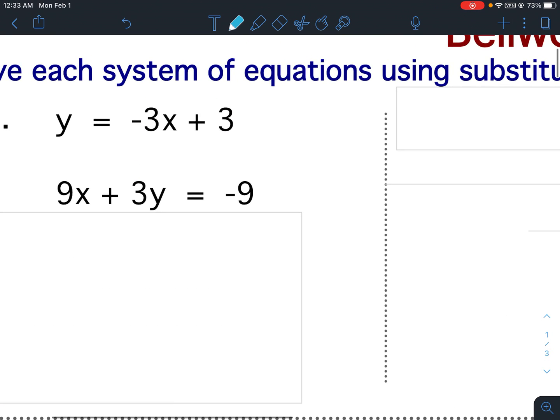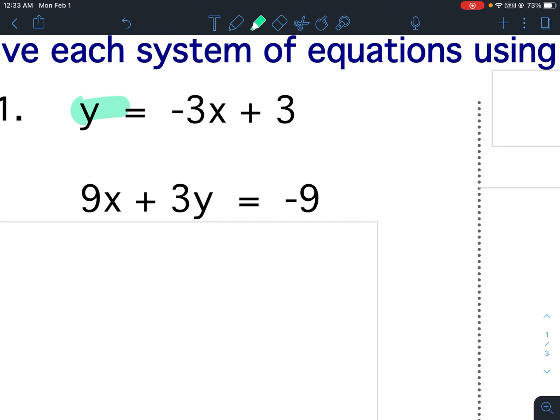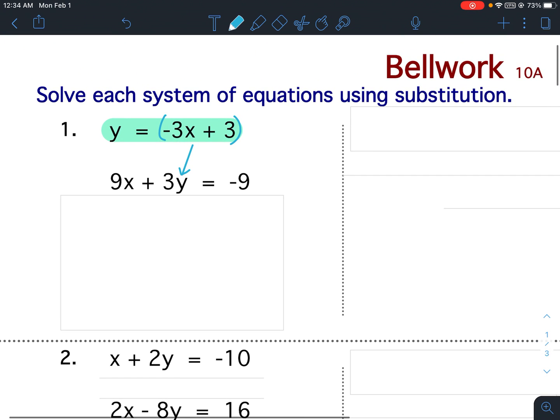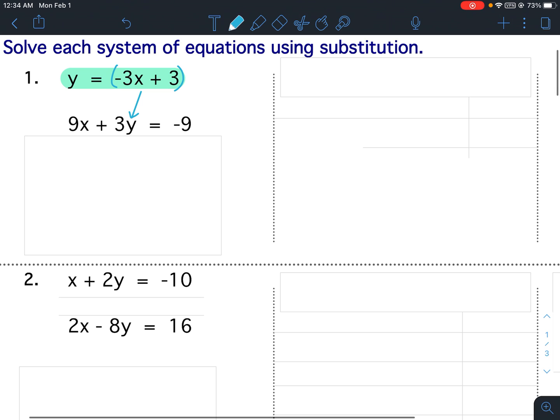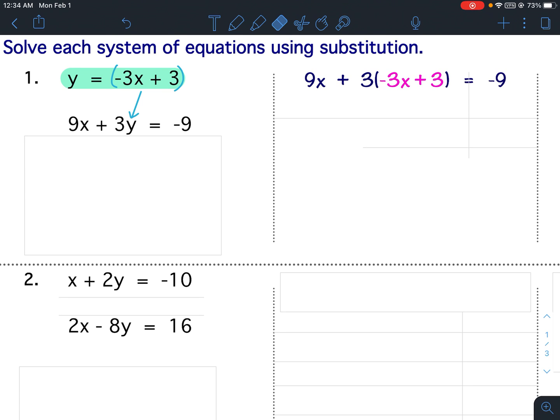If you look at the two equations, this top equation is already solved for y. So there's really no work to do. All I need to do is take this expression and plug it into y. So where the y is, it's going to be replaced with negative 3x plus 3. So that will look like this: 9x plus 3, parentheses, and then we put the negative 3x plus 3, equals negative 9.